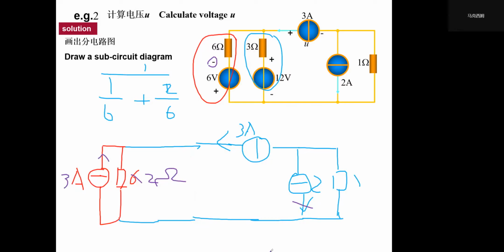That's it. So we can subdivide this equivalent circuit into two categories, into two sub circuits. One contains the 3 ampere current source. The other one is without it. So that's going to be much easier to do.